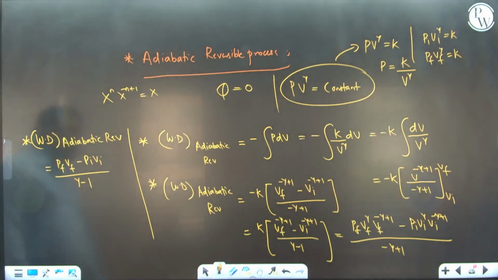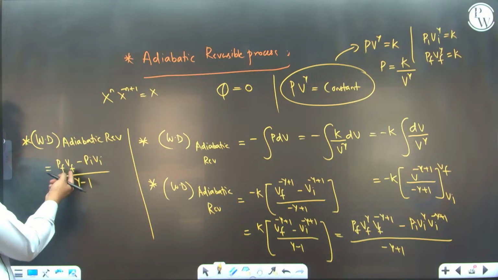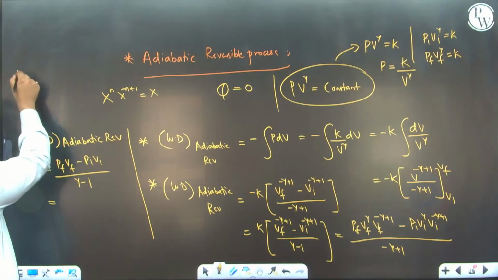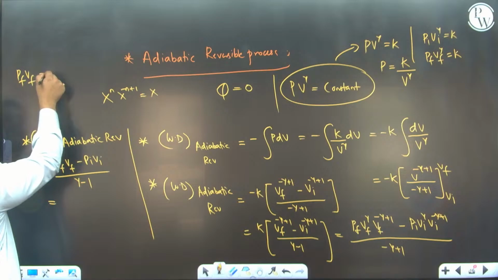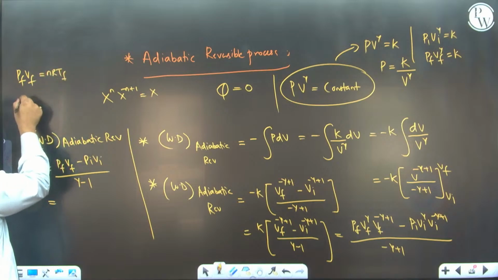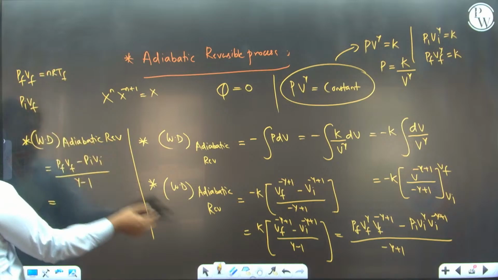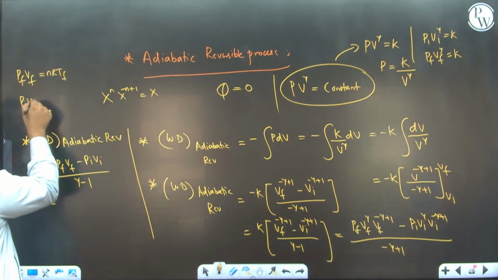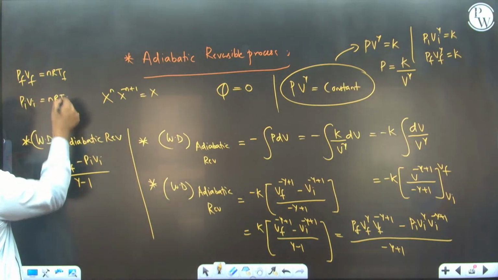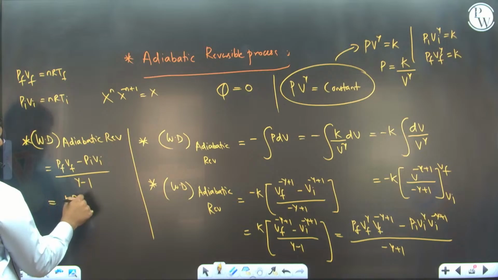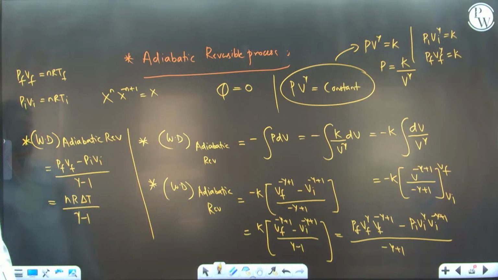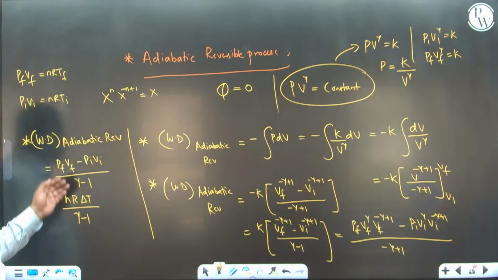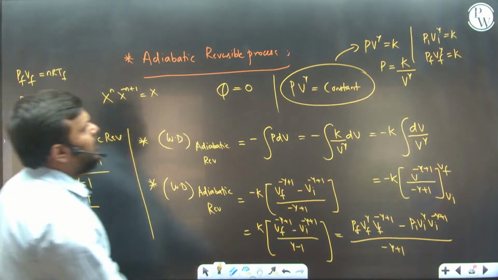So ultimately we got the work done for the adiabatic reversible process. In terms of temperature and moles also you can write it down. You can write P final V final is equal to nRT final, P initial V initial is equal to nRT initial. So put the values, we are getting nR delta T upon gamma minus 1. So we have both the formulas over here, work done for the reversible adiabatic process.